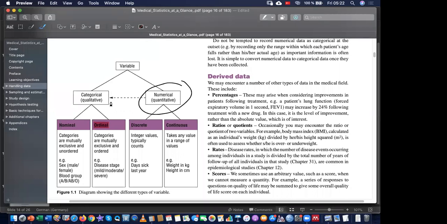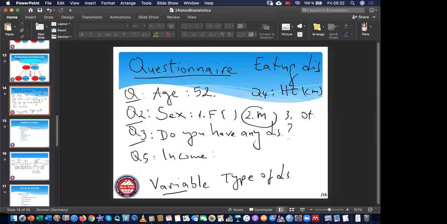Do you see this arrow? There is an arrow from numerical to categorical, which means numerical data can be converted into categorical. So instead of writing age in the questionnaire, we could categorize it.